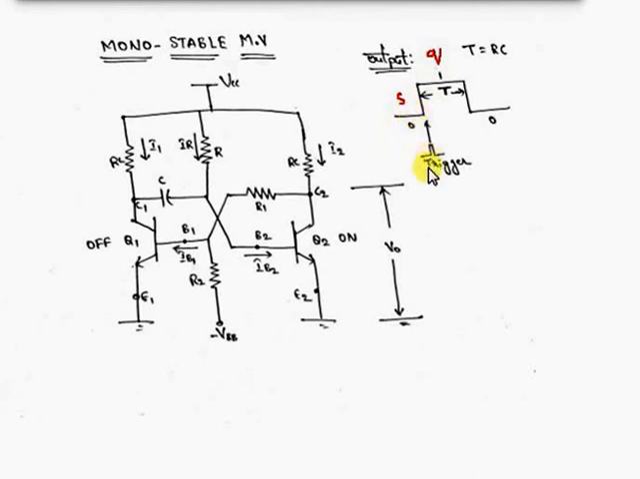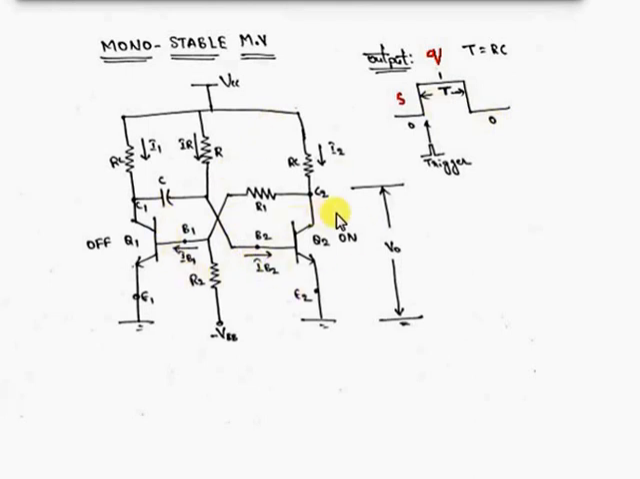Whenever you apply an external trigger to the circuit, the state is changed from 0 to 1. Now the state is a quasi-stable state, that is, it is a temporary state. Then there is no need to apply an external trigger to change the transition from 1 to 0. The transition automatically changes from 1 to 0 by the circuit itself.